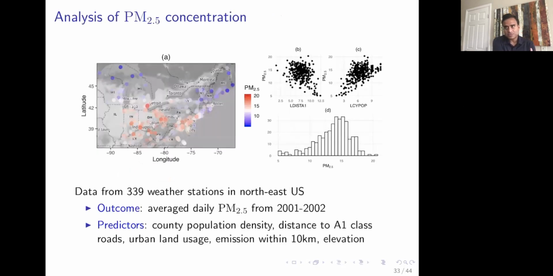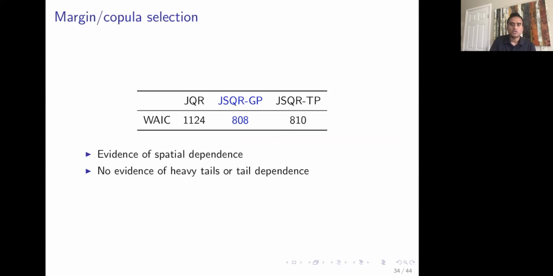As an example, I'll end with this one. This is analyzing air quality and the particulate matter PM 2.5 analysis with data coming from 339 weather stations in the US. We're looking at average daily PM 2.5 concentration. There are several covariates that we are interested in. And this is the model comparison that is important here.